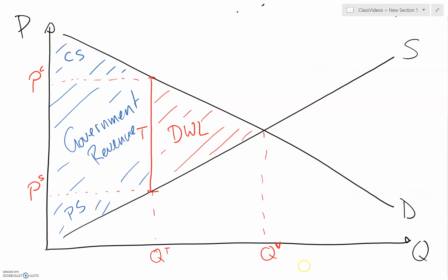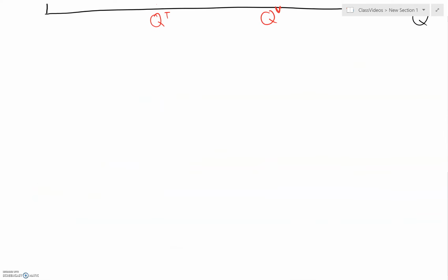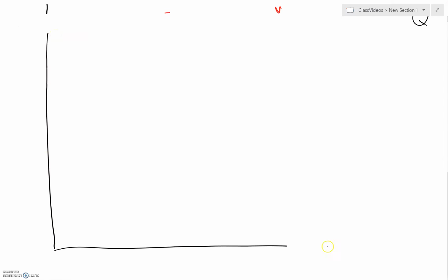Okay, and so where we're leading up to with this is that the more, we'll get there. I don't want to jump ahead too much. Okay, so let's start with a fresh supply and demand diagram.